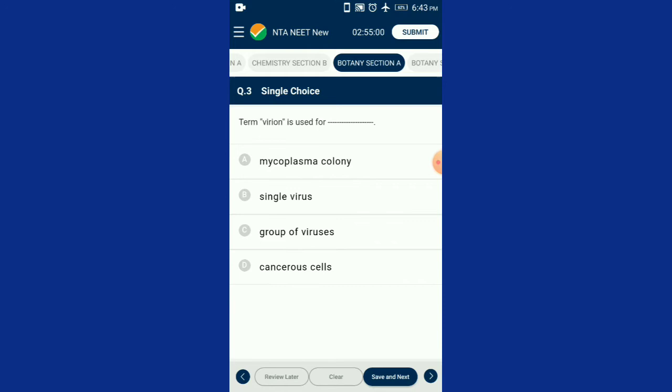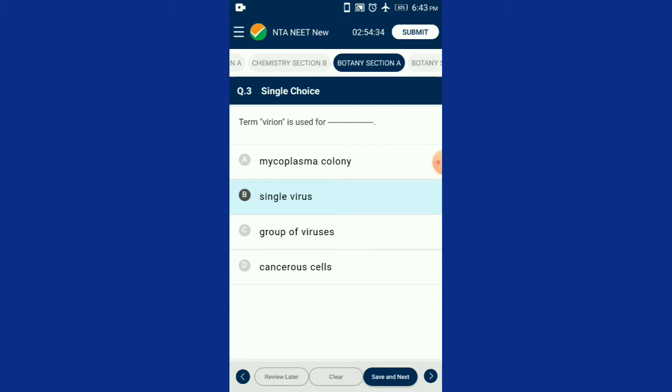Question number 3. The term virion is used for. The term virion is used for a single virus. Viruses, due to the absence of cellular organization, can survive only inside a living host cell, thus they are called obligate intracellular parasites. They cannot be cultured in an artificial medium. A virion is an agent that infects living organisms and often causes disease.